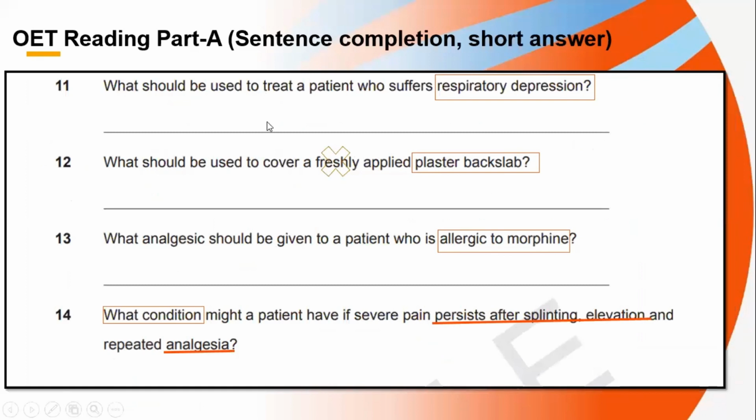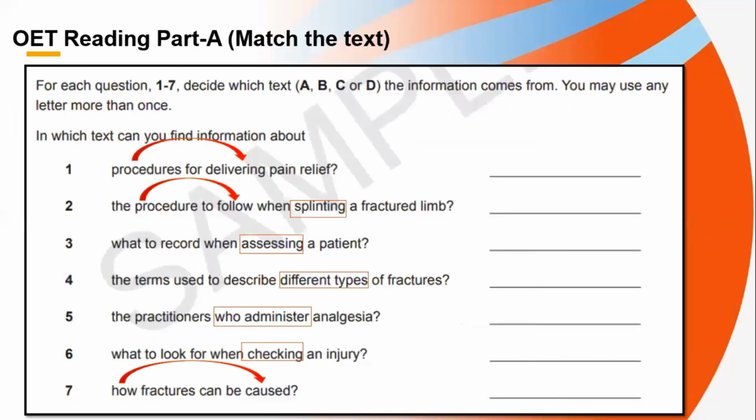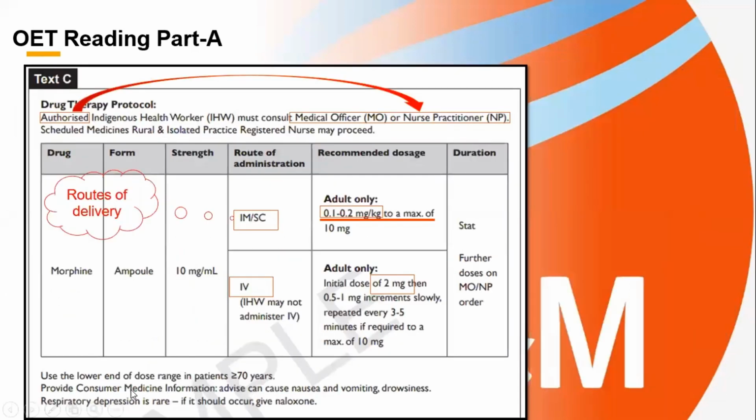Now we can see the next question. What should be used to treat a patient who suffers respiratory depression? So if you remember that keyword we had marked, we will go and find the location of respiratory depression. It's written in the last line of text C.